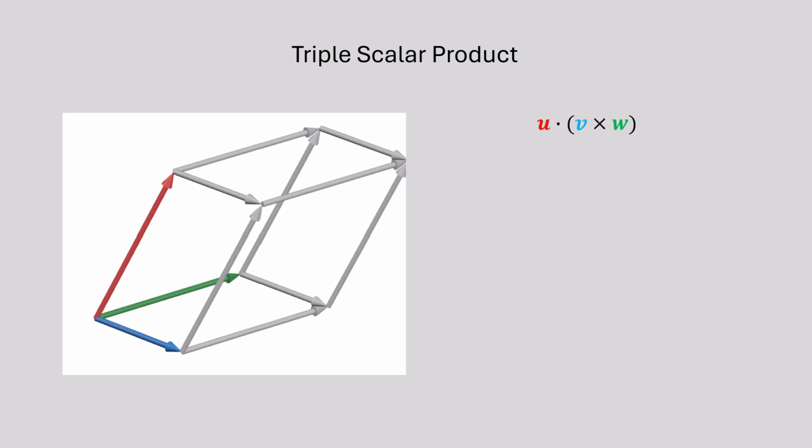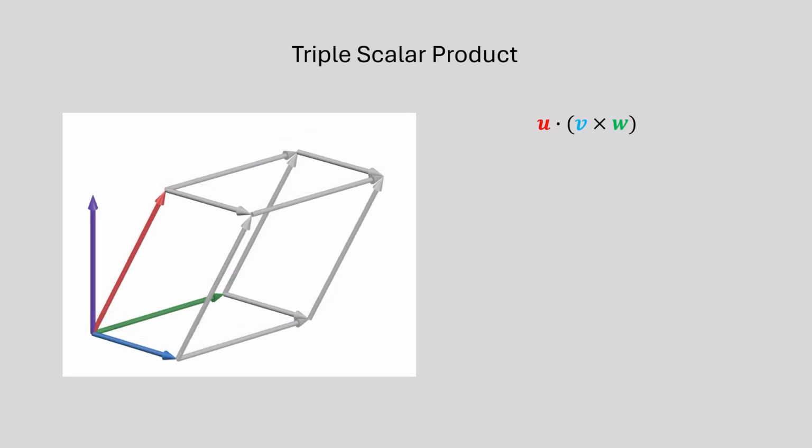Let's try to see why the triple scalar product results in the signed volume of the parallelepiped. First, we realize that the volume of the solid is equal to one of the bases times its height. So let's take the cross product of v and w and call the resultant vector t. Note that the magnitude of t is equal to the area of the parallelogram formed by v and w, which is one of the bases. Then let's write out the dot product between u and t.